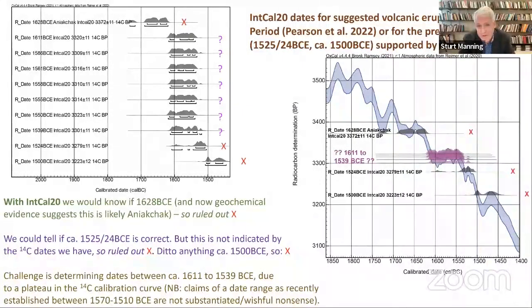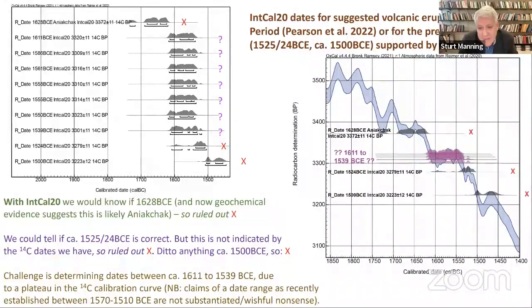This is actually quite informative and useful because it shows us that apart from the fact that geochemical evidence now would suggest that the 1628 signal probably is Aniakchak, which is a different volcano, we could see that if the Thera eruption really did date to 1628, as has been previously suggested from evidence in previous calibration curves, etc., it would be distinctly different from the dates we have, so we can rule that out.